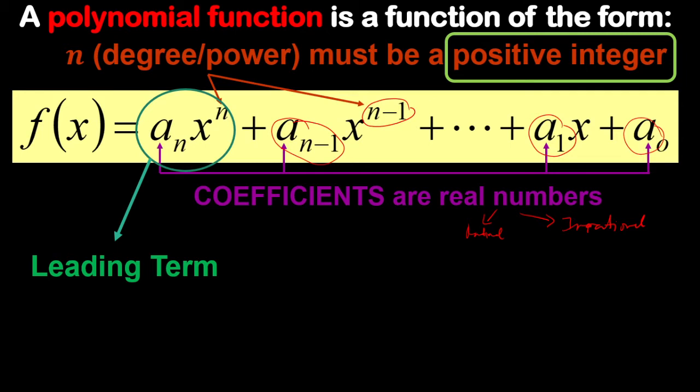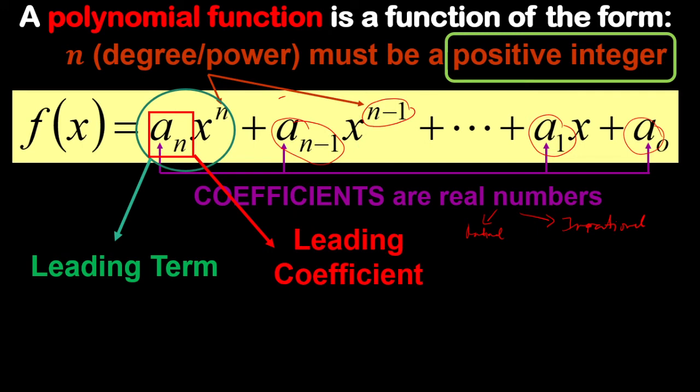How can we say that a given term is considered the leading term? Should it always be at the front? No. You have to look for the value of n. The n should be the highest exponent. So if it has the highest exponent or degree, that is what we call the leading term. Next, a sub n is considered the leading coefficient. Remember, when we say coefficient, they are real numbers. In short, they have no variables.